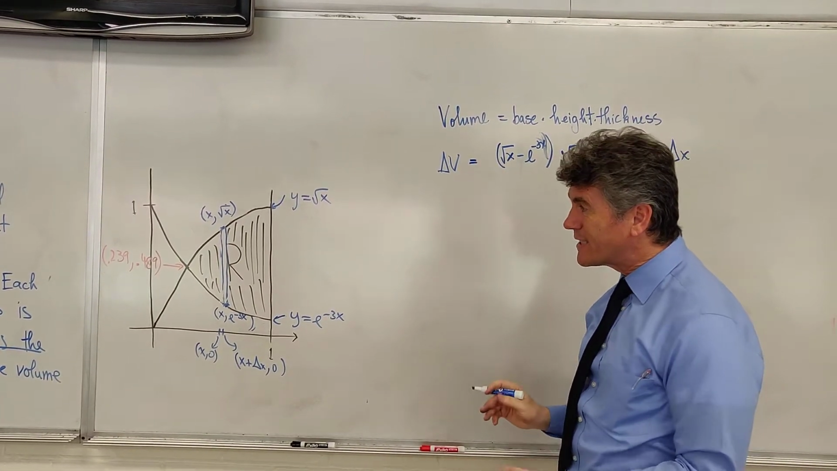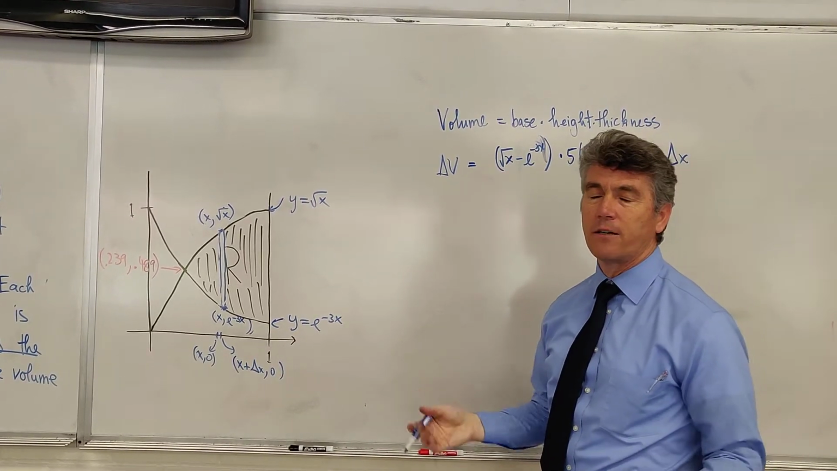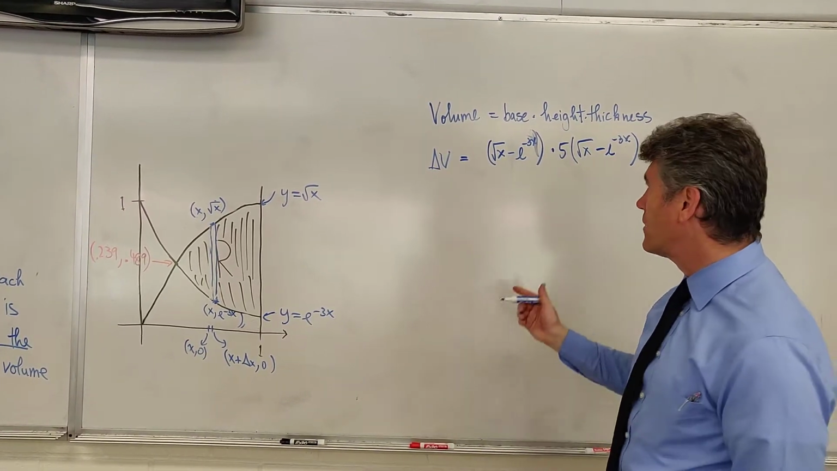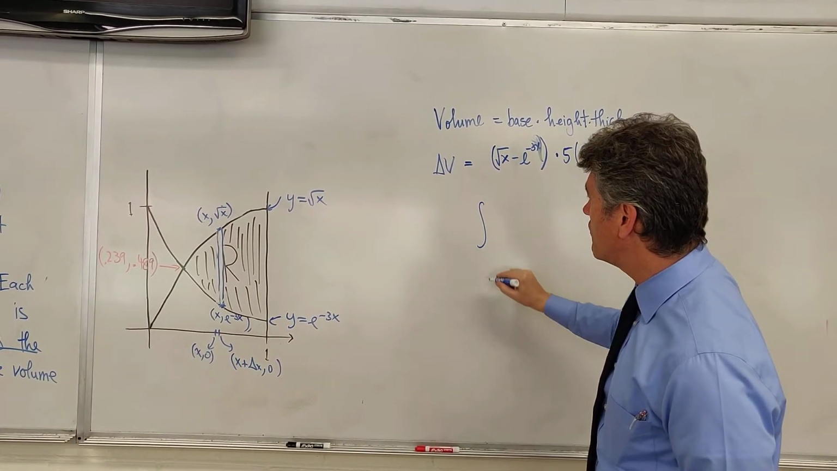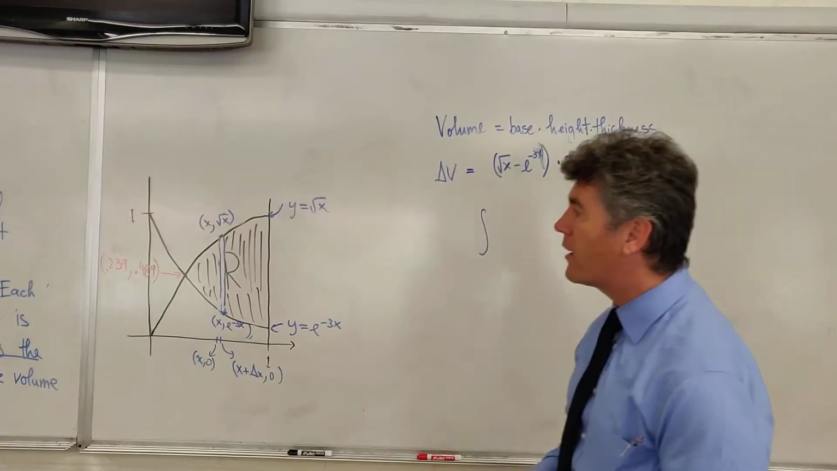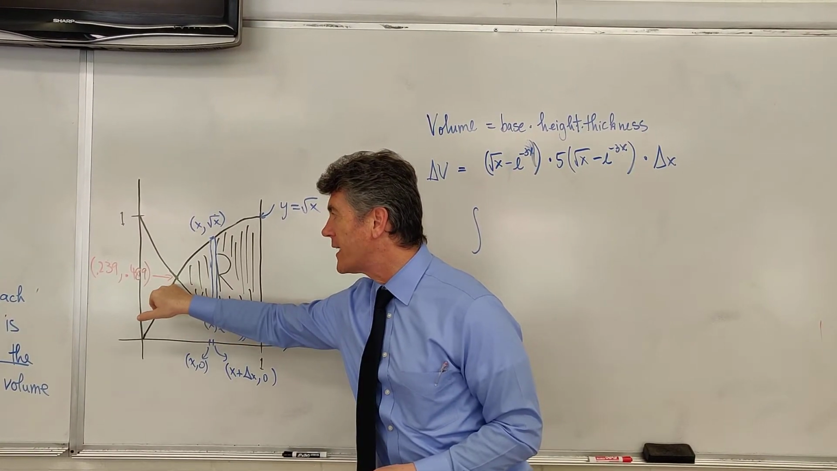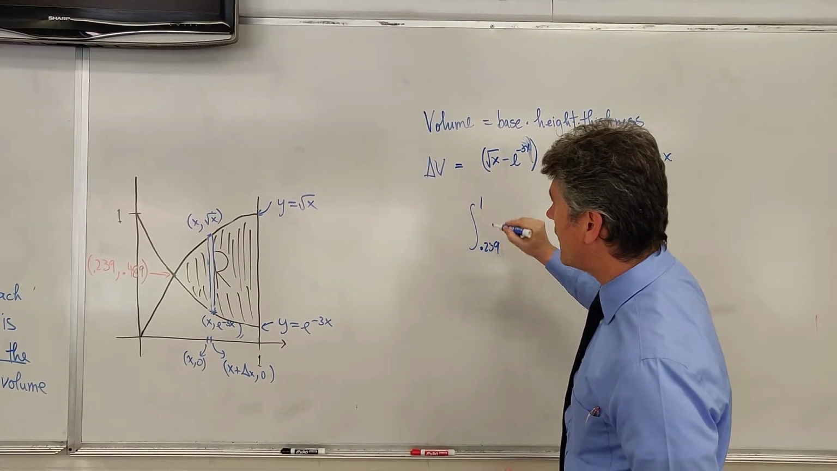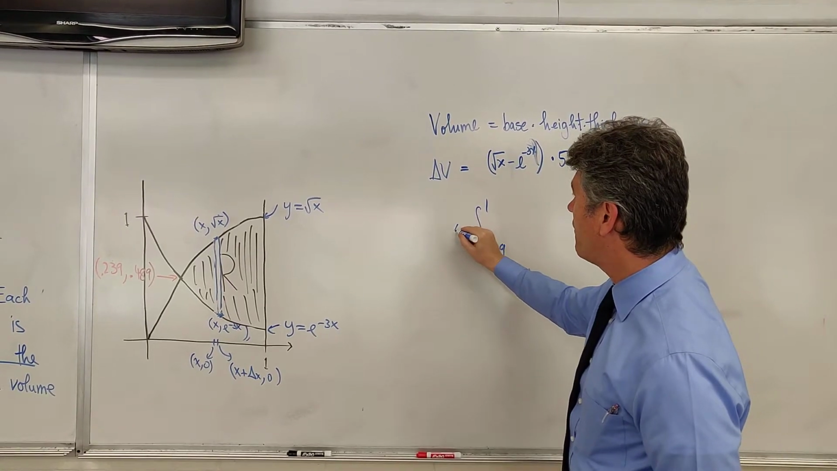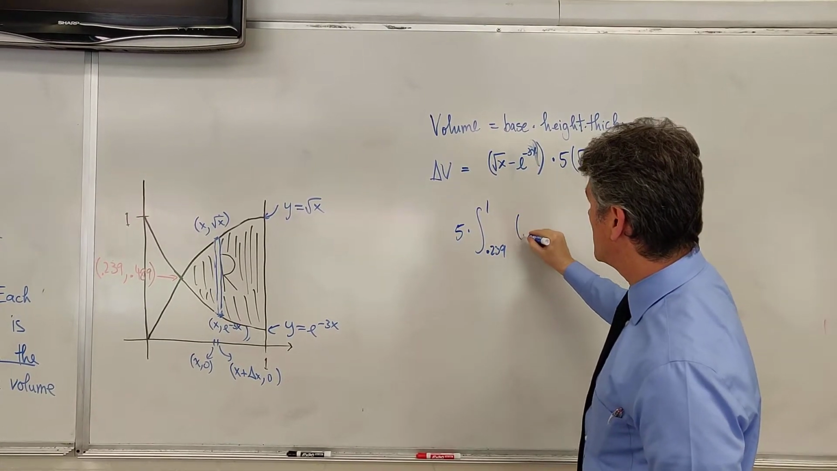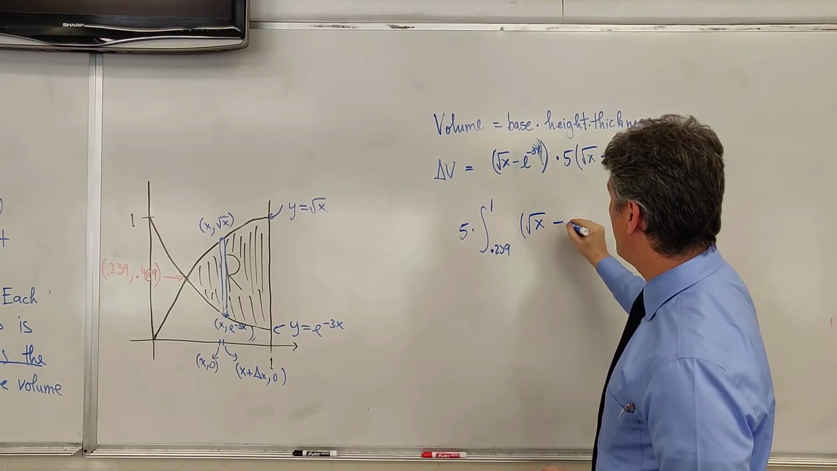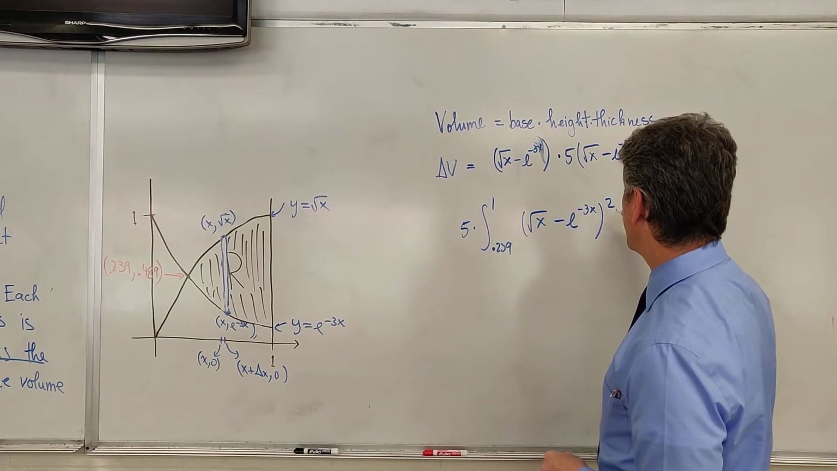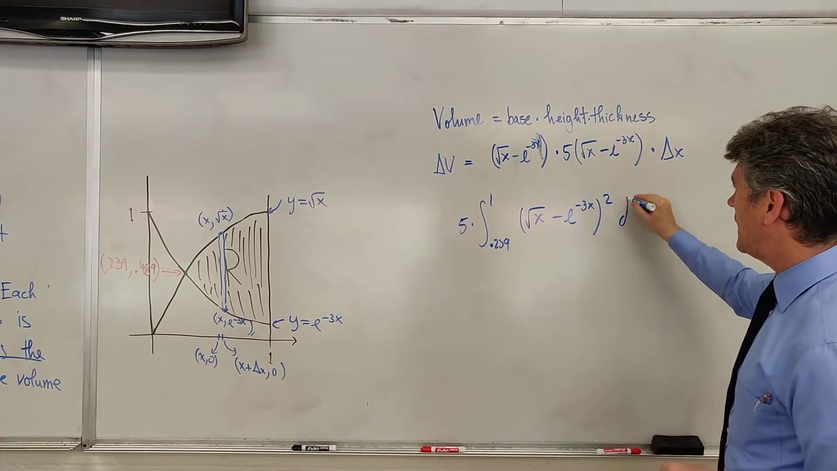What we have is the volume of one slice of the region. Imagine an infinite number of such slices. Imagine adding their volumes. All of that is a Riemann sum, which becomes the definite integral from where our rectangles start at 0.239 and they end at 1. So this is 5 times the square root of x minus e raised to the power of negative 3x, squared, dx.